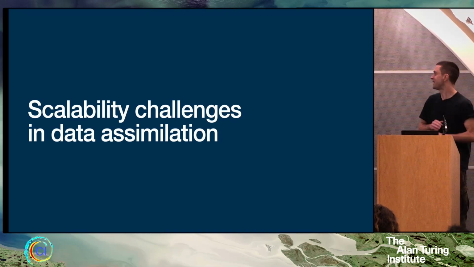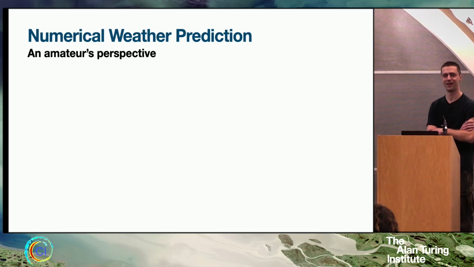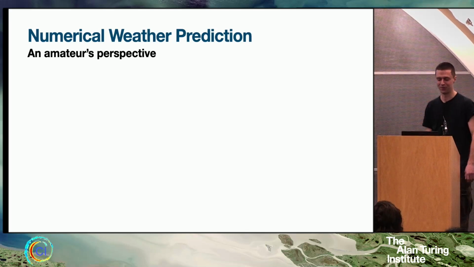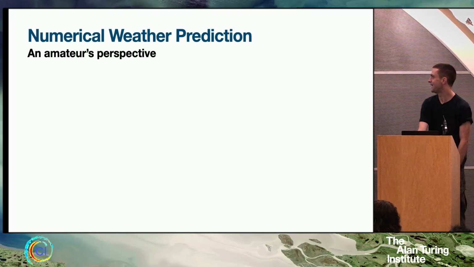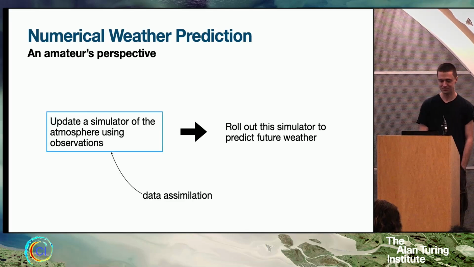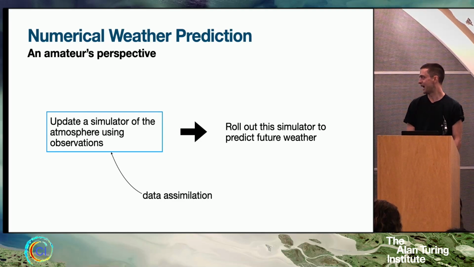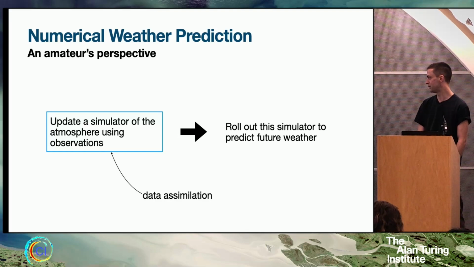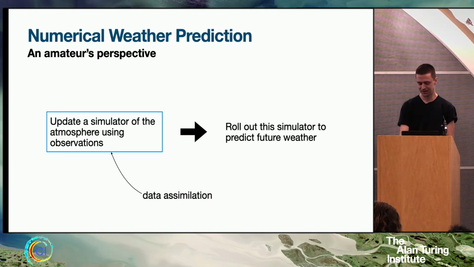Thank you. OK, so I should say that I'm interested in scalable machine learning algorithms generally. I don't really know too much about data assimilation, but my interest in scalable algorithms is how I've come to this problem. So here is an amateur's perspective on numerical weather prediction, where we have a simulator of the atmosphere. What we're going to do is update our simulator using current observations of what's going on on the Earth, and then roll out the simulator to predict future weather. This first bit is, of course, data assimilation, and that's what we're going to talk about today.